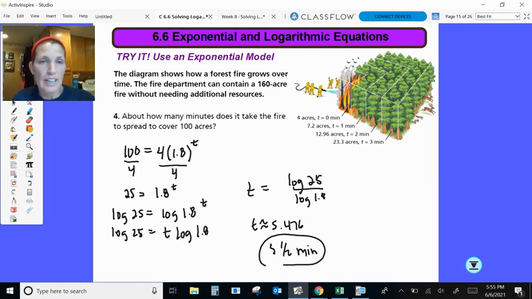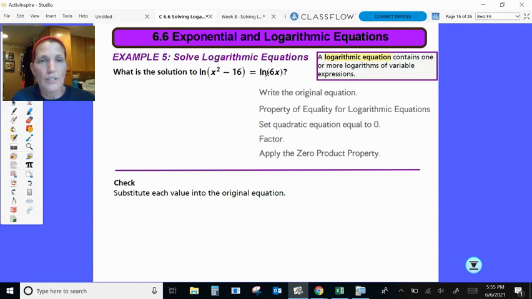Okay. So that's how you set up those little story problems, okay? Now we're going to get into solving logarithmic equations, okay? So first of all, what's my original equation? We just have the natural log of x minus 16 equals the natural log of 6.